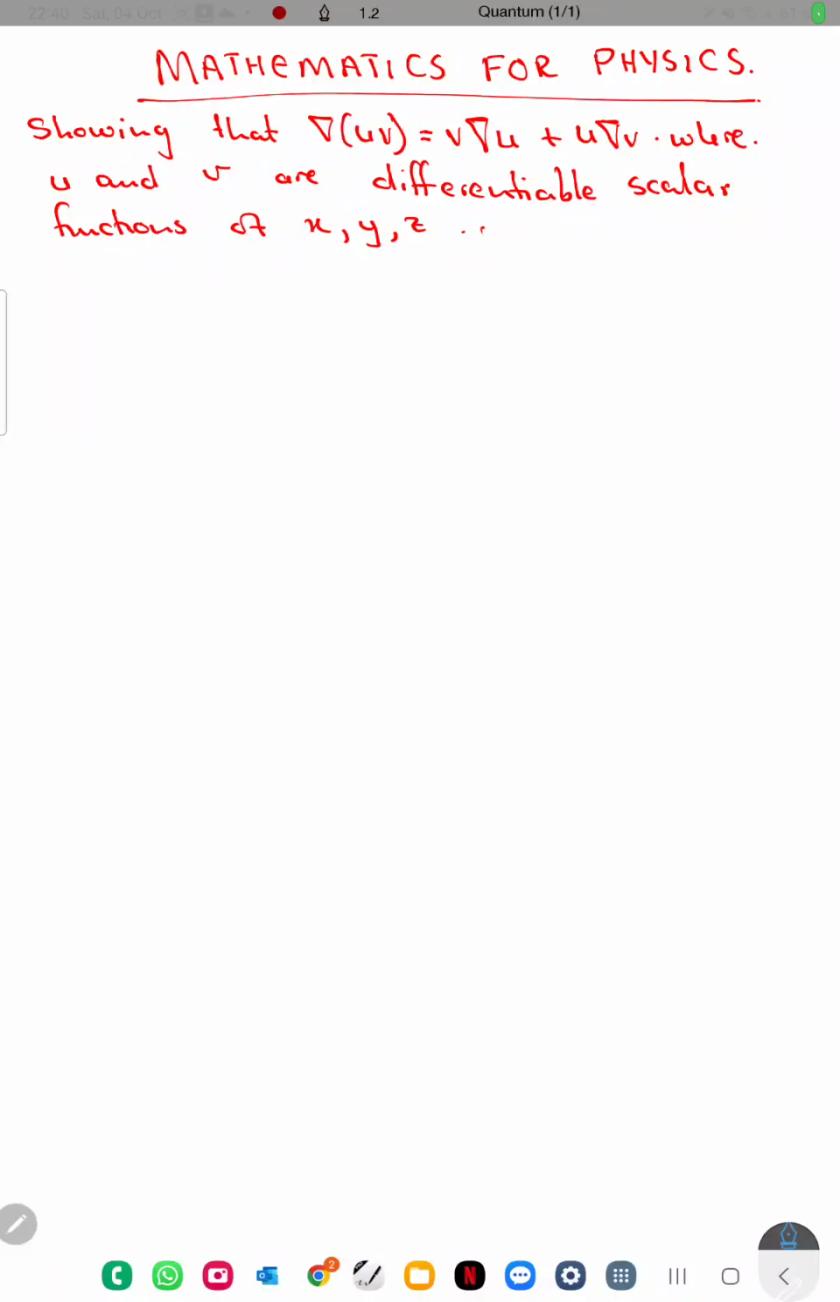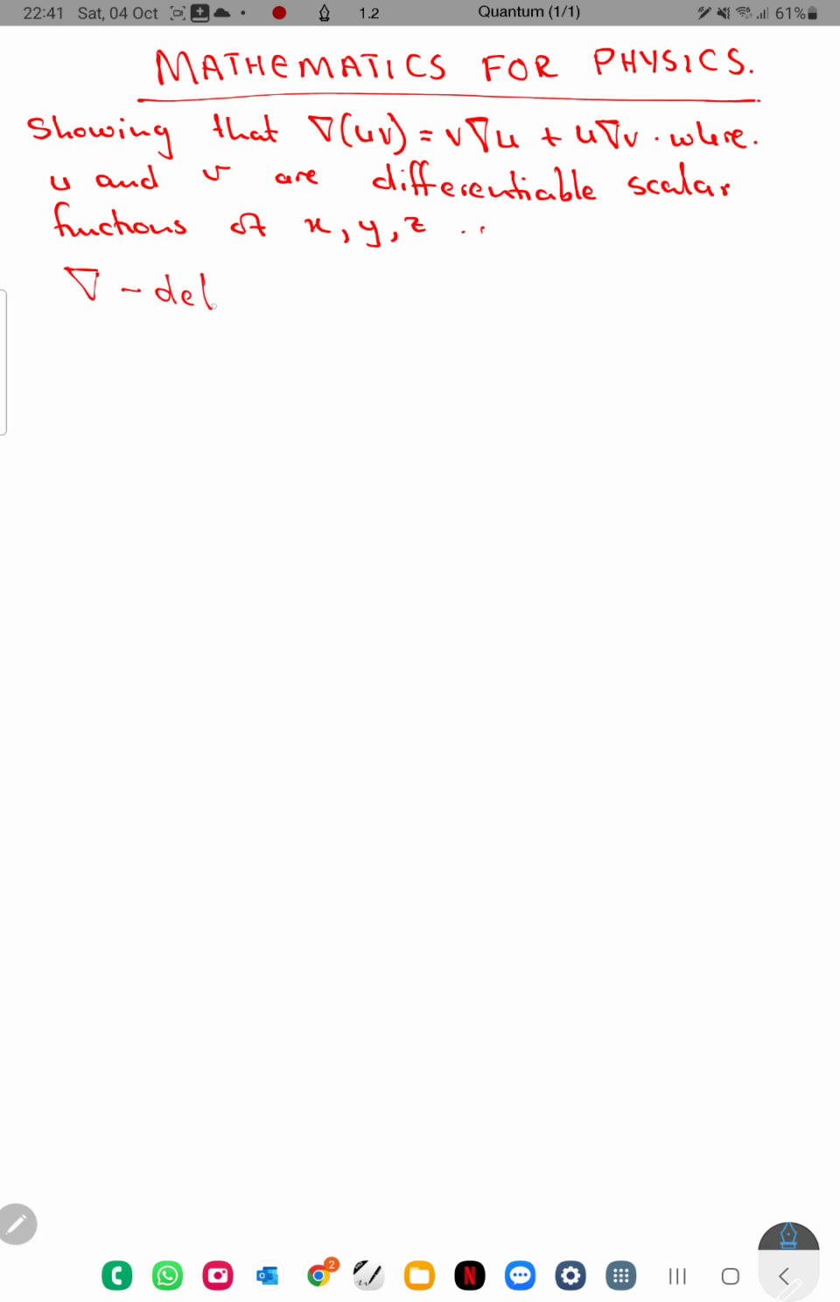We are going to talk about differentiation in terms of the del. So we have a question here. We want to show that the gradient of uv is equal to v del u plus u del v. And first of all, I will explain what this symbol means.